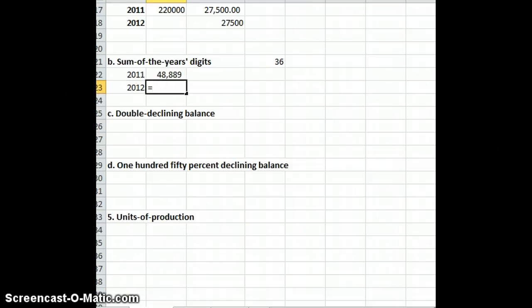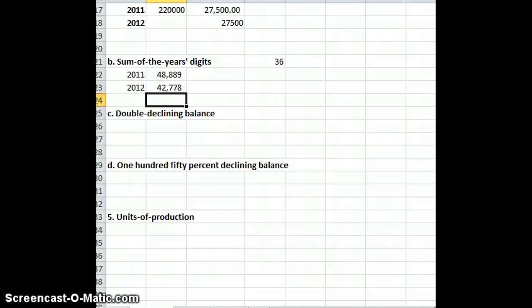In 2012, we're going to do the same thing. We're going to take our $220,000, and we're going to take that times, instead this year, we're going to start with year 7. So 7 divided by 36 is going to be our rate. That's our depreciation rate used that year. So $42,778 is what we'll take as depreciation expense in year 2.